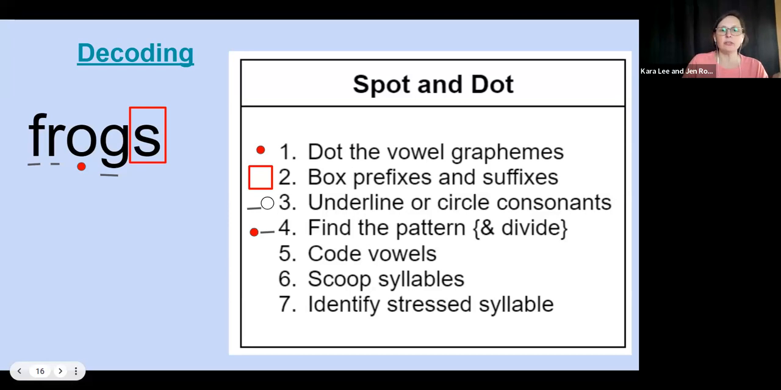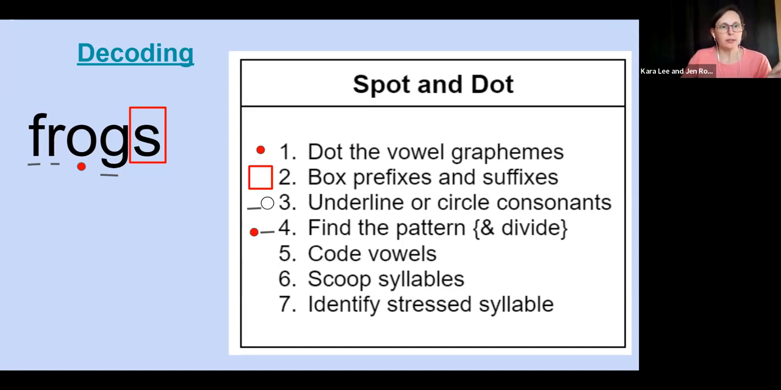Now, what pattern? Type it in the chat. What pattern? What am I talking about? Find the pattern. Type it in the chat. What's that mean? Pattern of what? Yeah, I'm looking for a pattern of vowels and consonants.